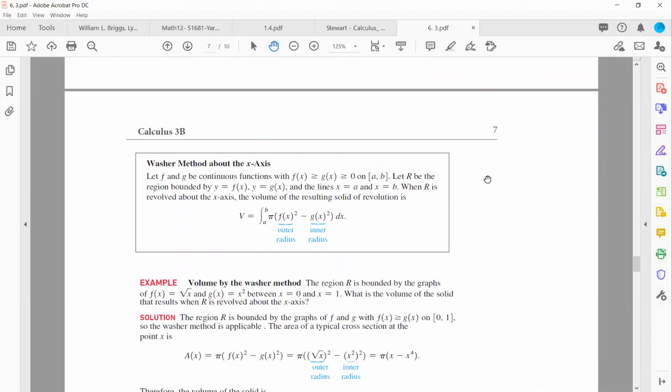So the formula to find the volume of the solid that revolves around the x-axis, bounded between two functions f and g, with x equals a and x equals b, those vertical lines, is equal to the integral of pi f of x squared minus pi g of x squared, while x ranges from a to b. This method is called the washer method.